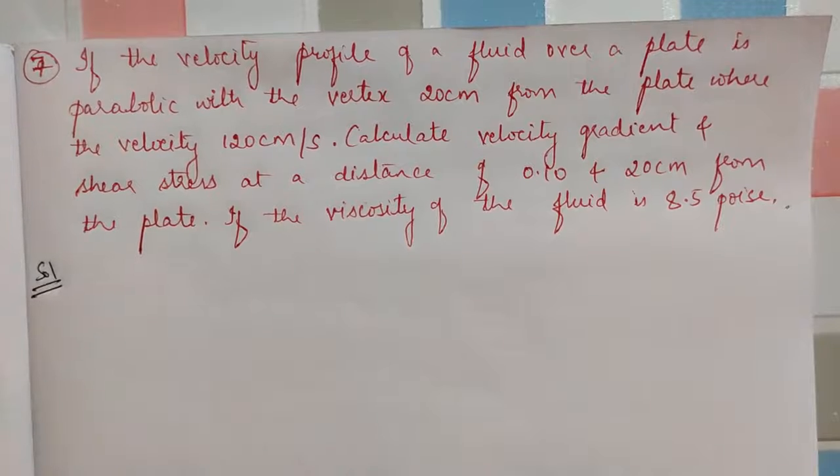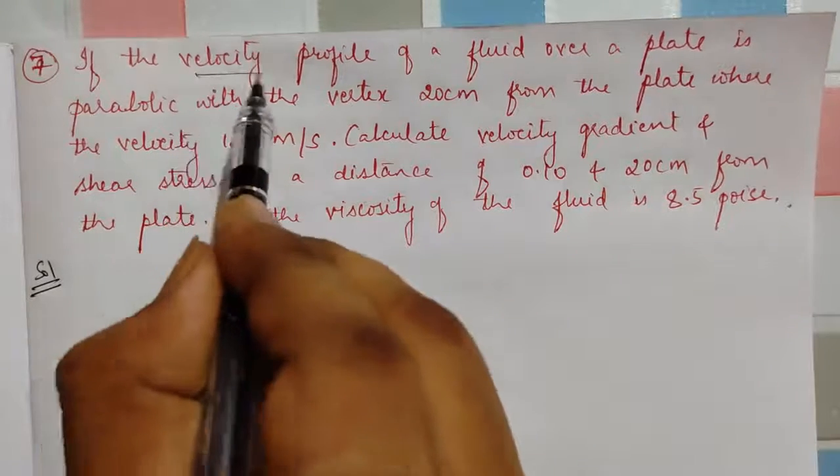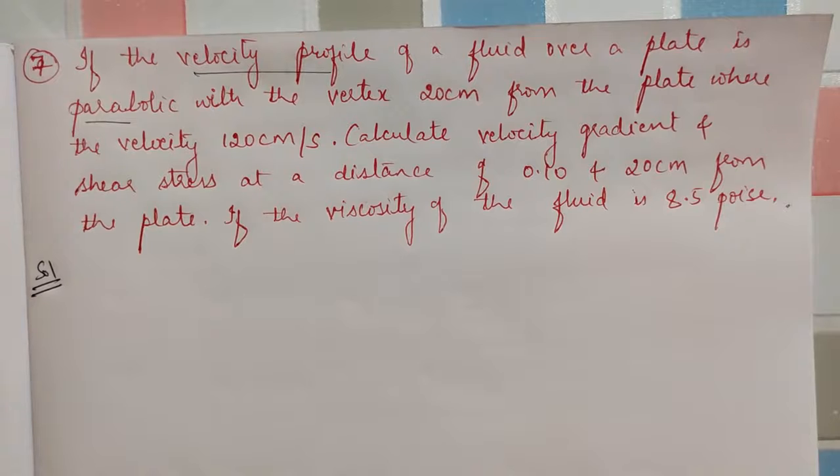Okay, please concentrate. They are not telling the equation directly, they are giving the profile. So if the velocity profile of a fluid over a plate is parabolic, with the vertex 20 centimeter from the plate where the velocity is 120 centimeter per second, calculate the velocity gradient and shear stress at a distance of 0, 10 and 20 centimeter from the plate if the viscosity of the fluid is 8.5 poise.